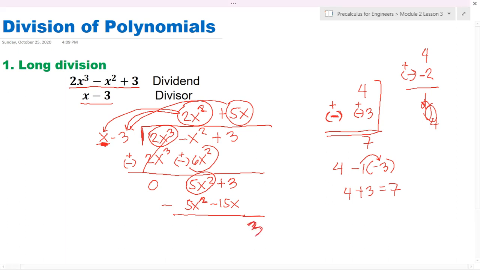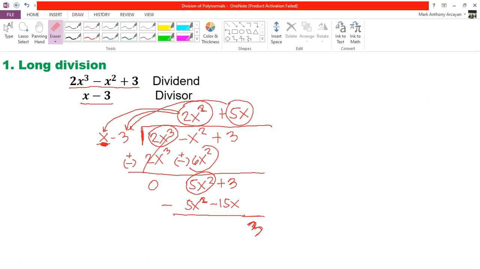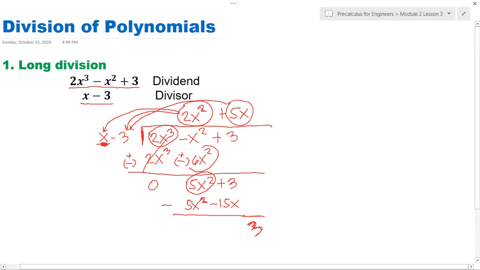Then, okay, let's try to erase this one first. So, i-bring down na to yung 3 kasi siya lang yung constant dito. Then, since negative 15x is walang kapartner na x sa itaas, therefore bring down din negative 15x. So, plus 3 to ha. 5x squared minus 5x squared, this is 0. So, 0. What's left is negative 15x plus 3.